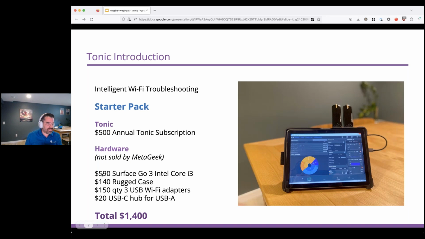But if you are building up a tool for a technician of some sort, this is all that you need: some sort of Windows laptop that is a little bit more than just the basic, and then a ruggedized case, 3 Wi-Fi adapters, and a USB-C hub that supports USB-A. Okay, that's it. So your customers, if you can go to them and say, hey, if you need some Wi-Fi troubleshooting tool, this is basically all that you need.